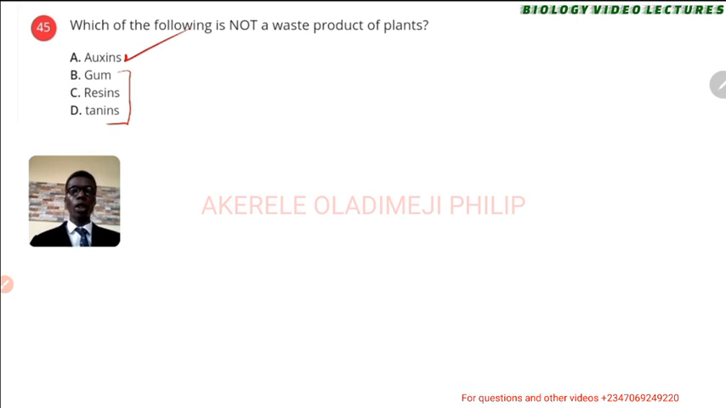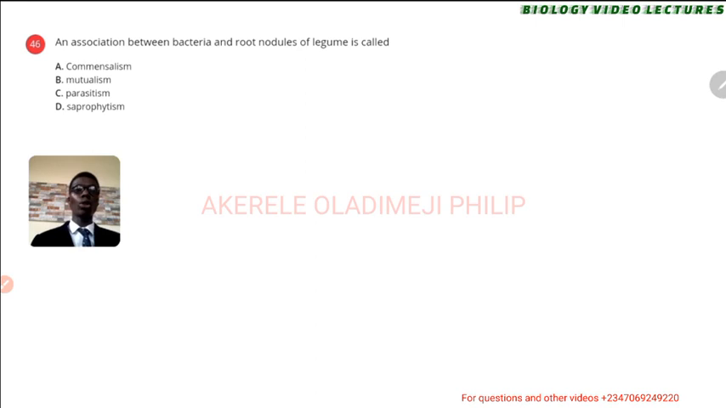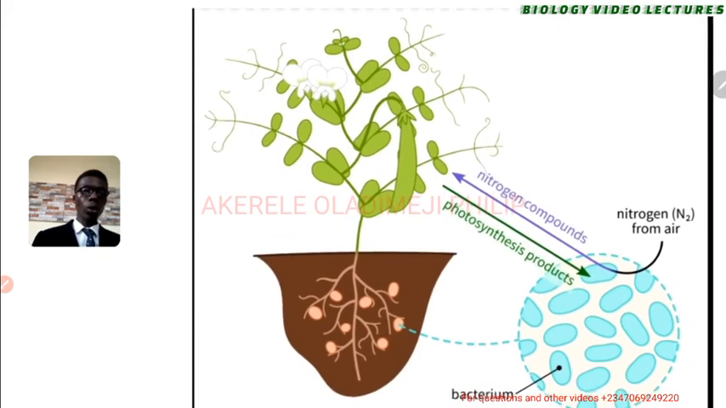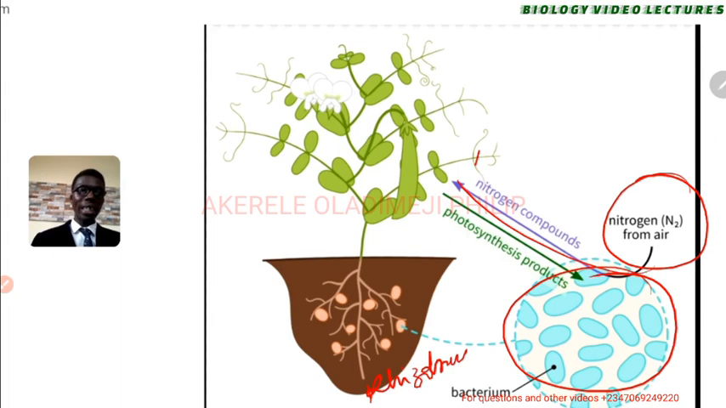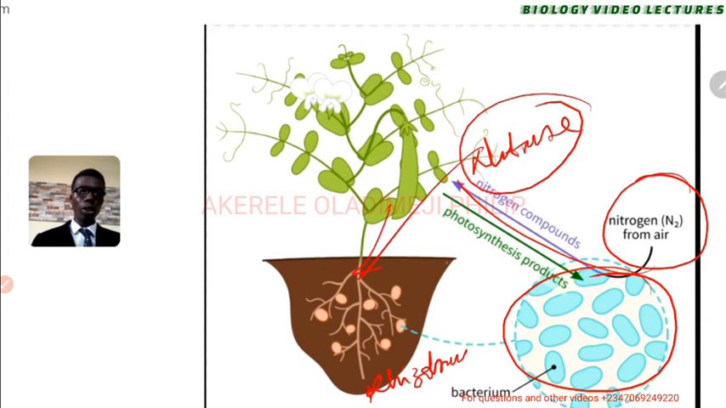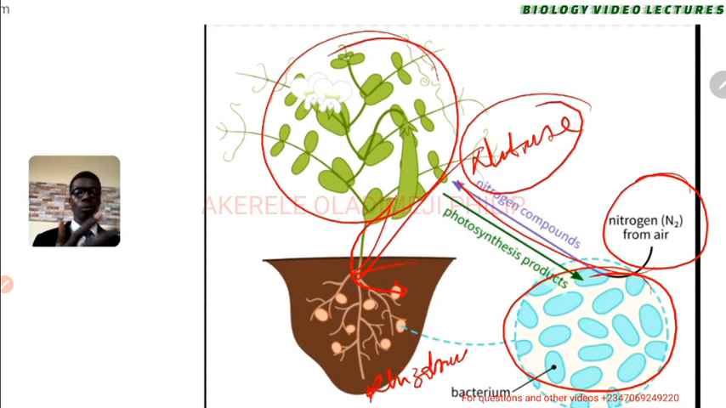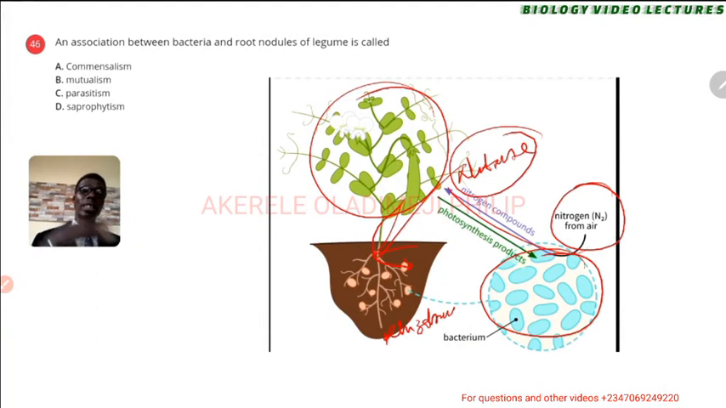An association between bacteria and root nodule of legume is called, before we answer that question, I want you to look at this closely and tell me what you think it is. So these are bacteria in the root nodules, and the name is rhizobium. What will it do? It will help to convert nitrogen in the air into nitrate, which the plant can use. At the same time, the plant will photosynthesize, make some food, and part of the food will get to the rhizobium, the bacteria in its root, so to say. So that means they are both benefiting. What does that mean? That is mutualism. Mutualism is a mutualistic relationship between the two organisms involved there.